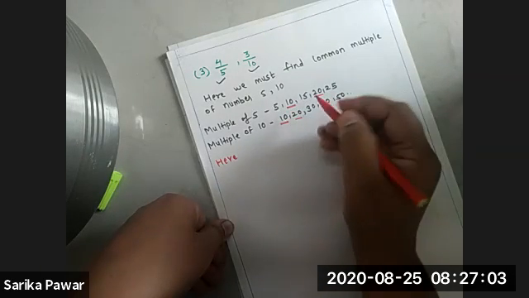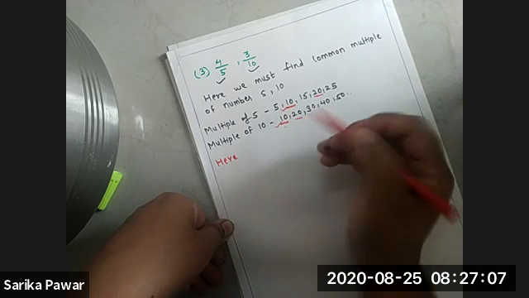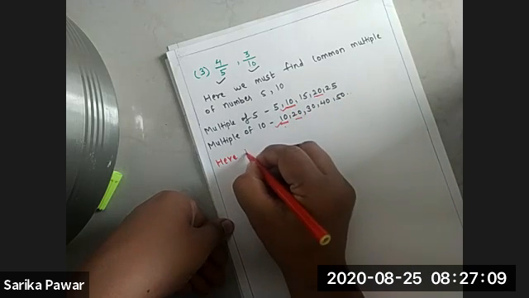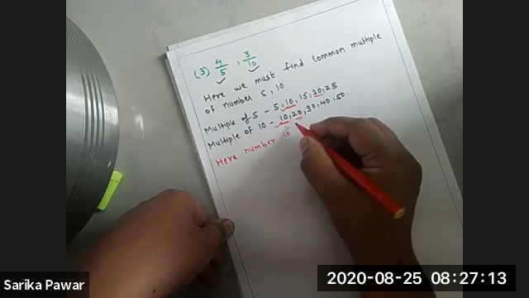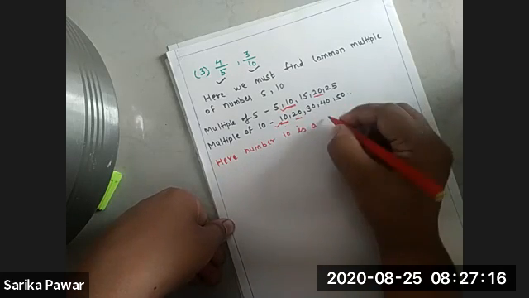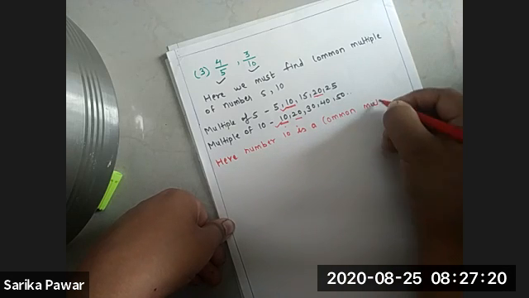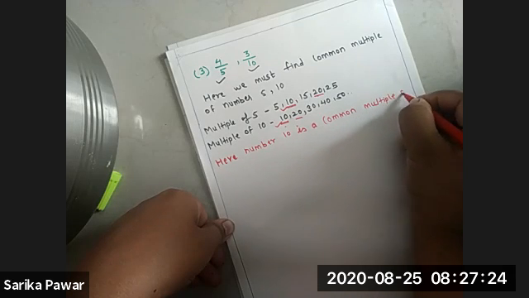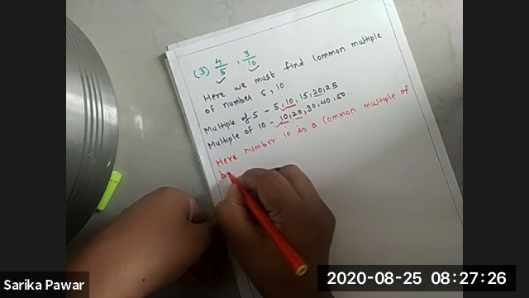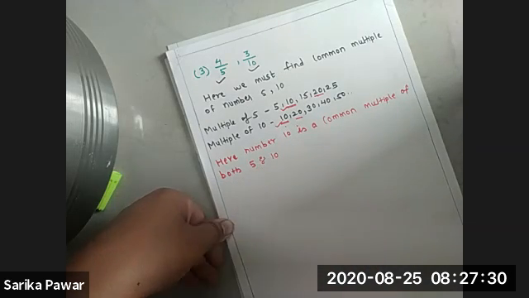But you can take any. 10 also you can take and 20 also you can take. But I am taking 10 here. Here number 10 is a common multiple of both 5 and 10.